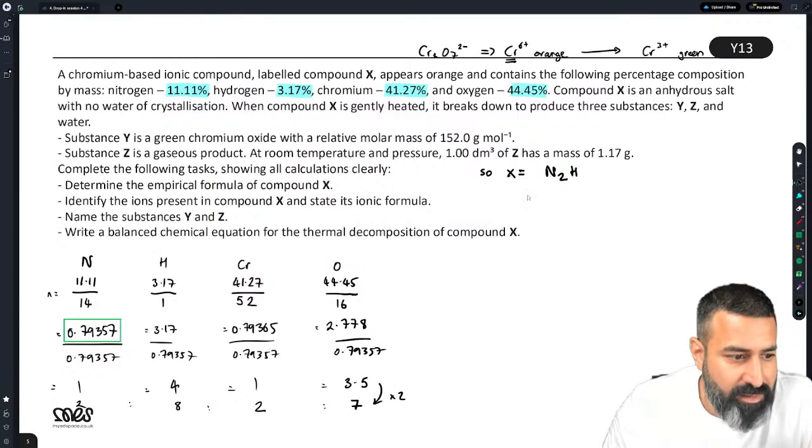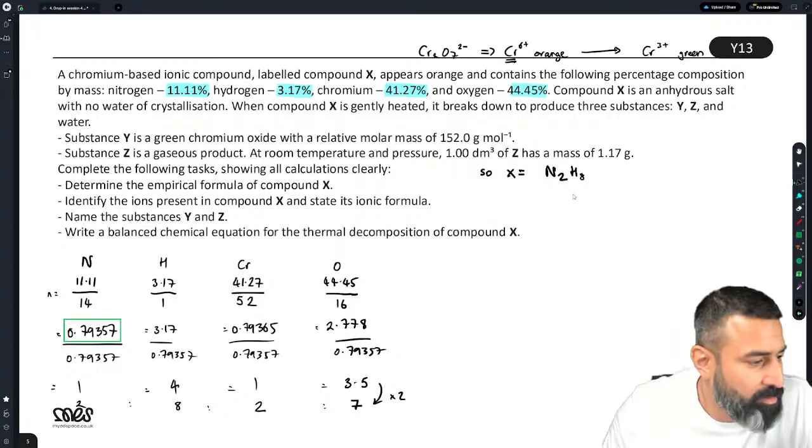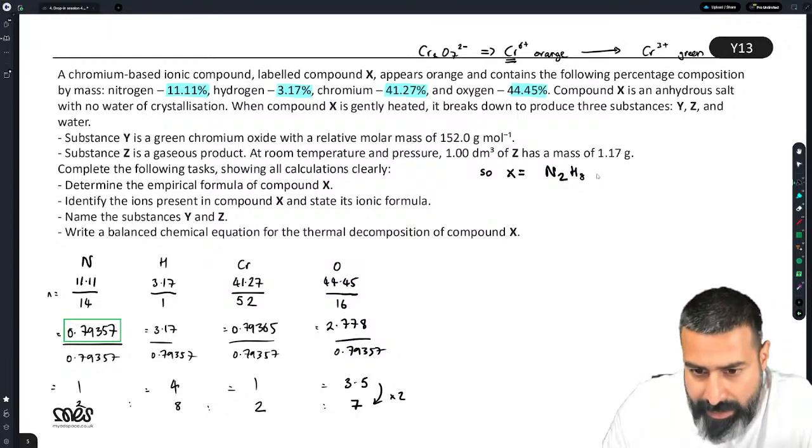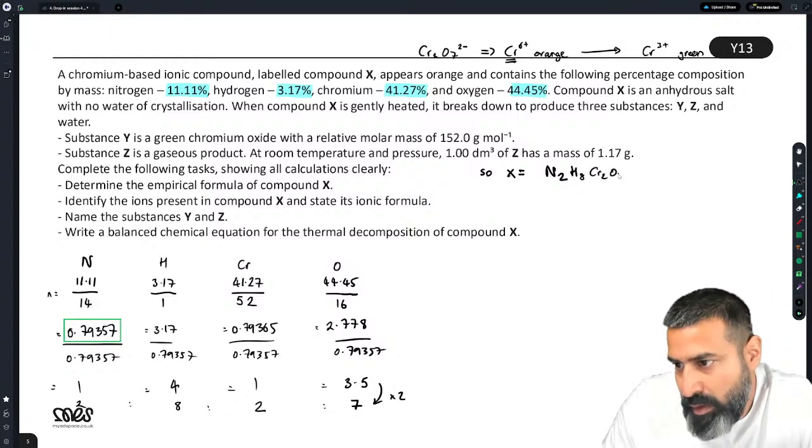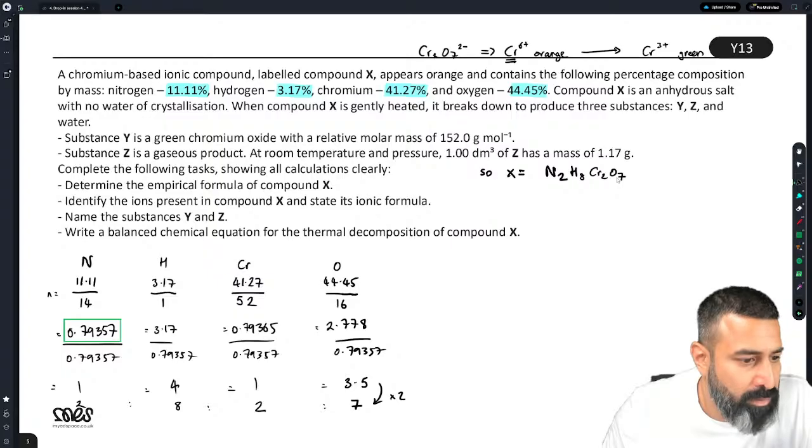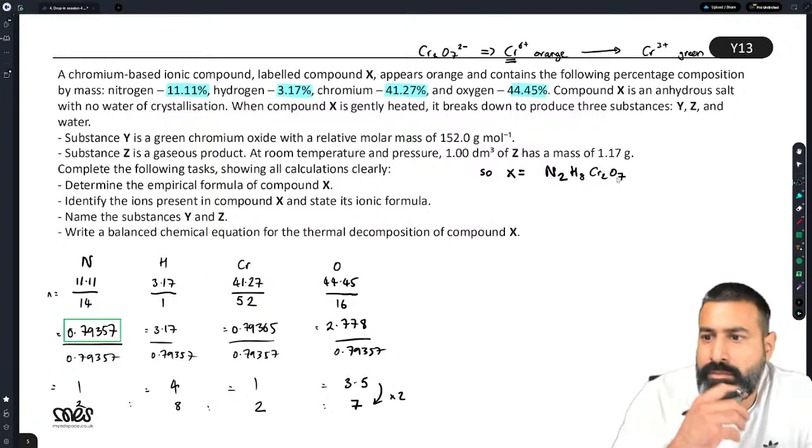This was, I think, 8 marks. I can't remember, but it's old spec. Absolutely, Nafisa. So H8Cr2O7. That's the empirical formula. Okay, cool.